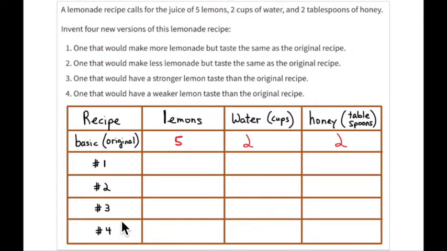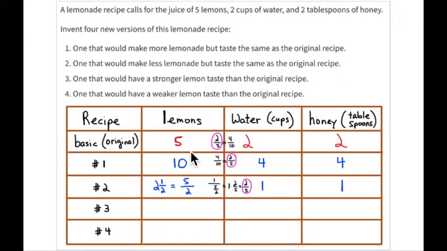You have 4 recipes, and it asks you in the first recipe to increase the amount of lemonade you have, but keep the taste the same. So you're running out of lemonade, you need more lemonade, you want to increase the amount that you make, but you want the taste to be the same. That's scaling up. We did that a while ago, so I can scale up this recipe by increasing the amount of lemons, increasing the amount of water, and increasing the amount of honey, all in the same way, using the same factor to do that.